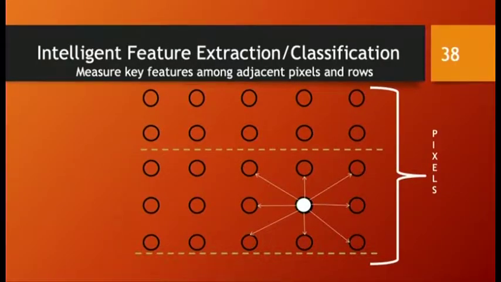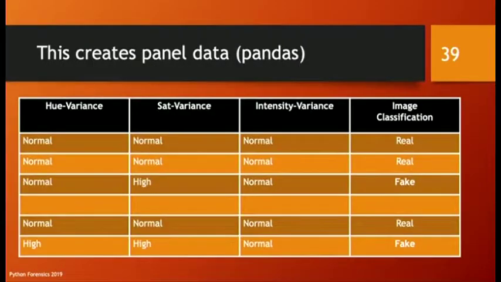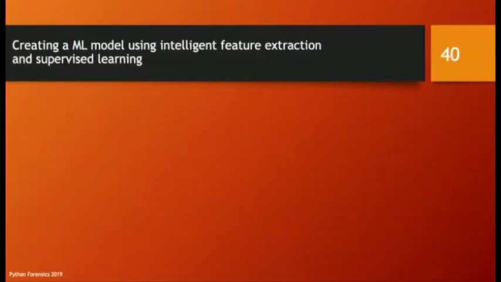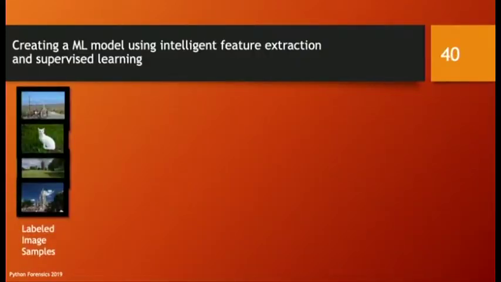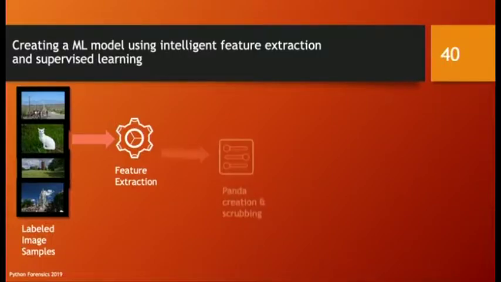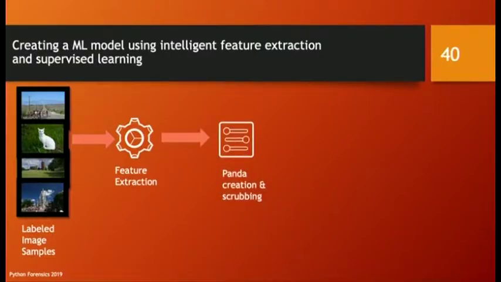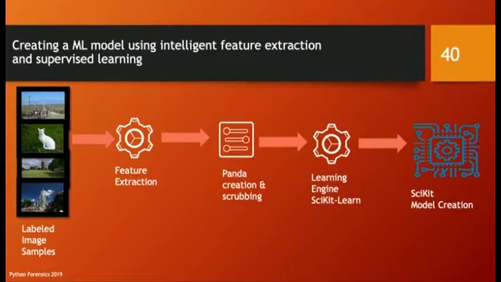So to give you an idea of what we do from this point, there's a whole set of characteristics that we can extract, and then we put together a set of pandas, panel data tables, that we're going to use to do supervised learning of the machine learning algorithm in order to know what good and bad is, right? So in this particular case, we'll take images that we know whether they're real or fake, do feature extraction of those images, create panel data or pandas from that, and then train a machine learning algorithm and produce a model.